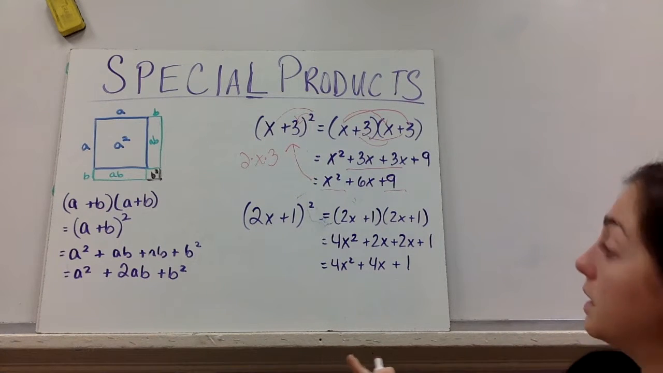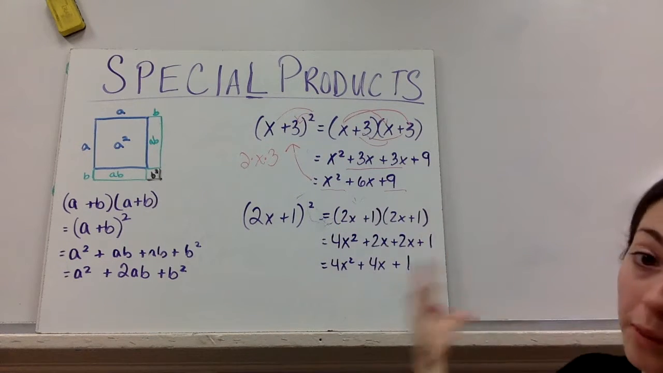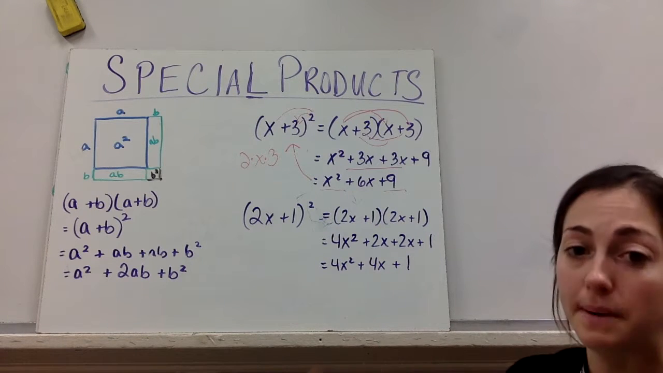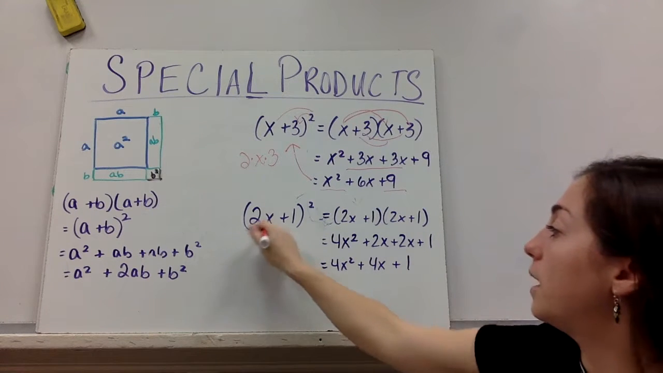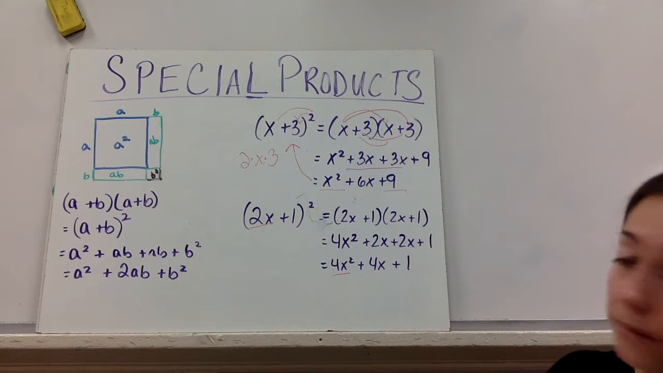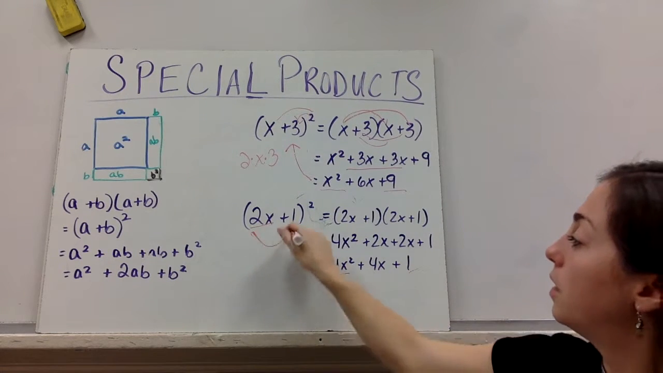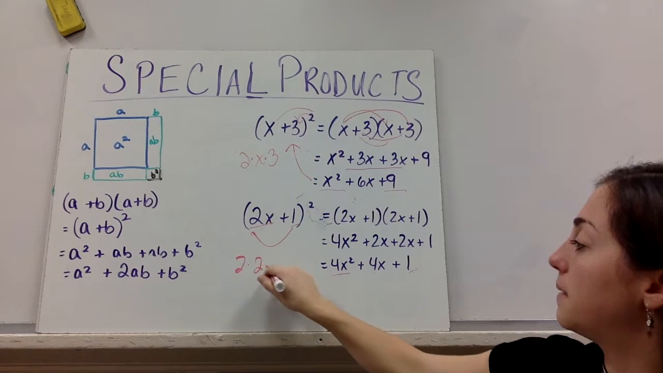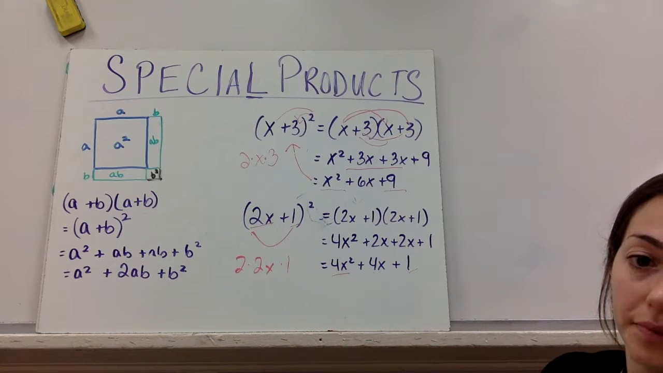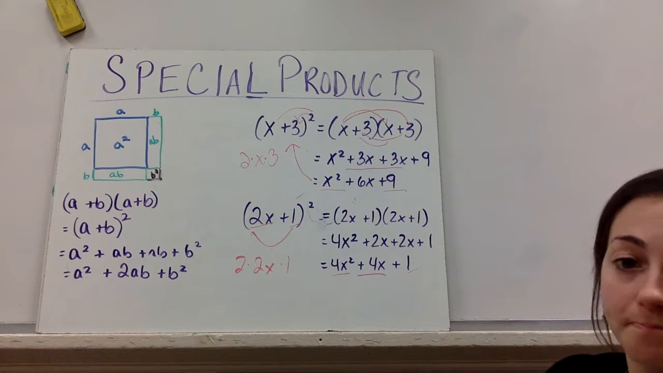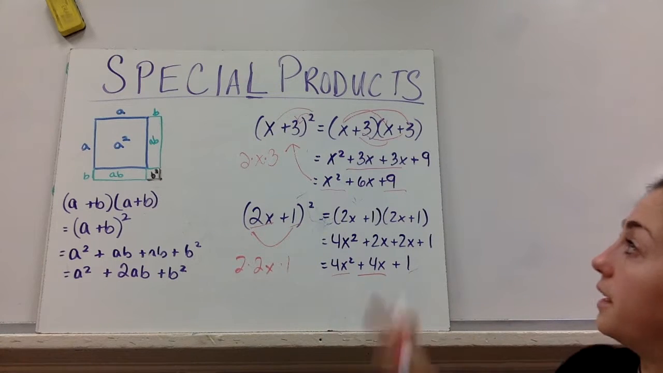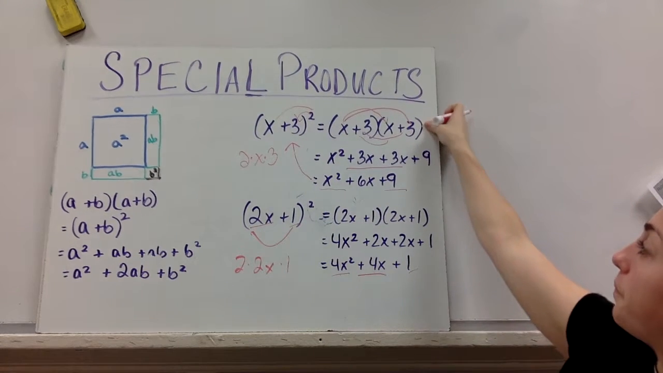Same thing here. Let's see if we can figure it out without doing the FOIL. You can always multiply. This is special, not mandatory. So 2x squared is 4x squared. 1 squared is 1. And in the middle, I'm multiplying 2 times 2x times 1, which is 4x. Cool, right? All right, so let's practice some more.